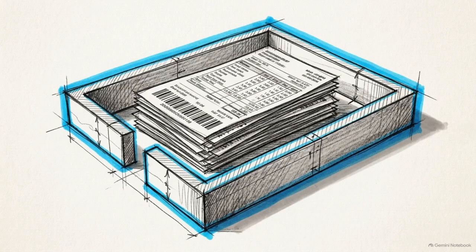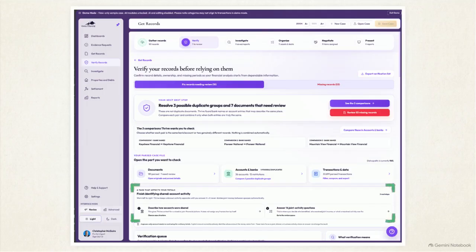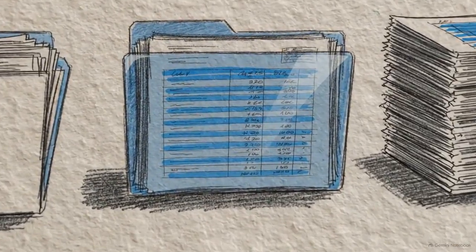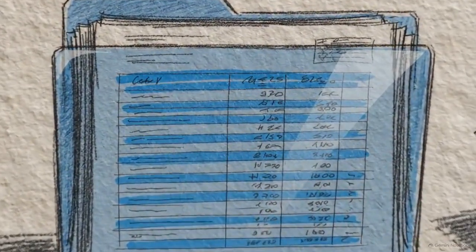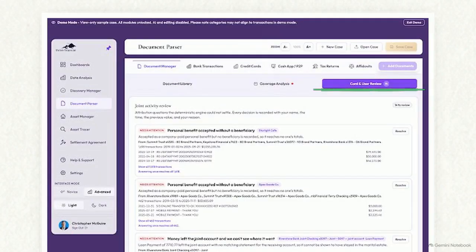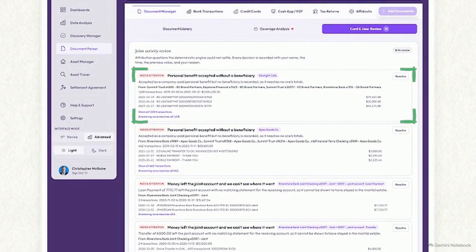reviewing transactions. With the setup complete, click into the Verify Records dashboard and locate the task card for shared account activity. Behind the scenes, the deterministic engine has already scanned thousands of rows of financial data, identified the anomalies, and organized them for you. This brings you to the Card and User Review queue, displaying the specific questions the engine could not settle. Instead of reading line by line, the queue groups transactions by the actual decision needed, often suggesting a highly probable beneficiary for you to review.